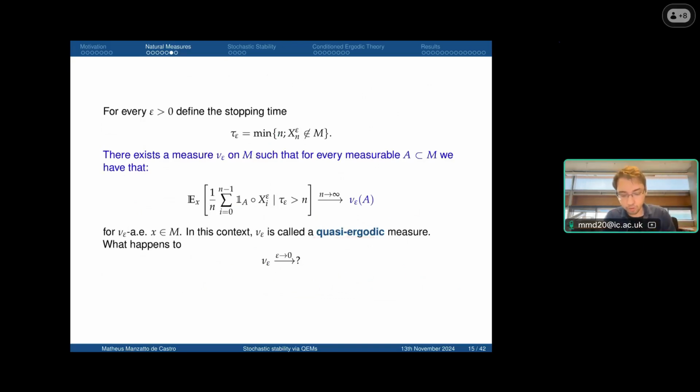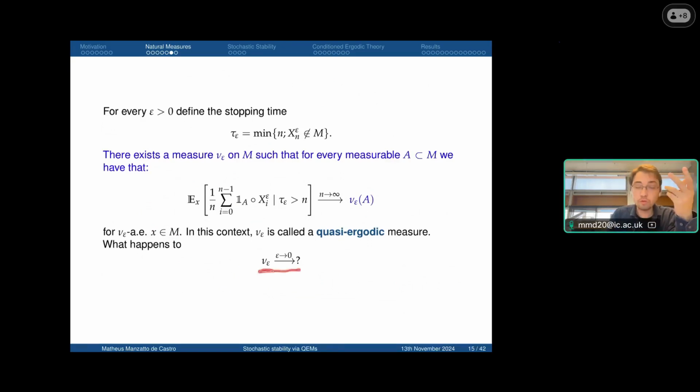So the definition of a quasi-ergodic measure is a measure where for nu-almost every x in M, when I look at the conditioned Birkhoff averages, I converge to this, I have this non-trivial distribution. And now what I would like to do is to take this epsilon to 0 and see if I have something that looks like a distribution.